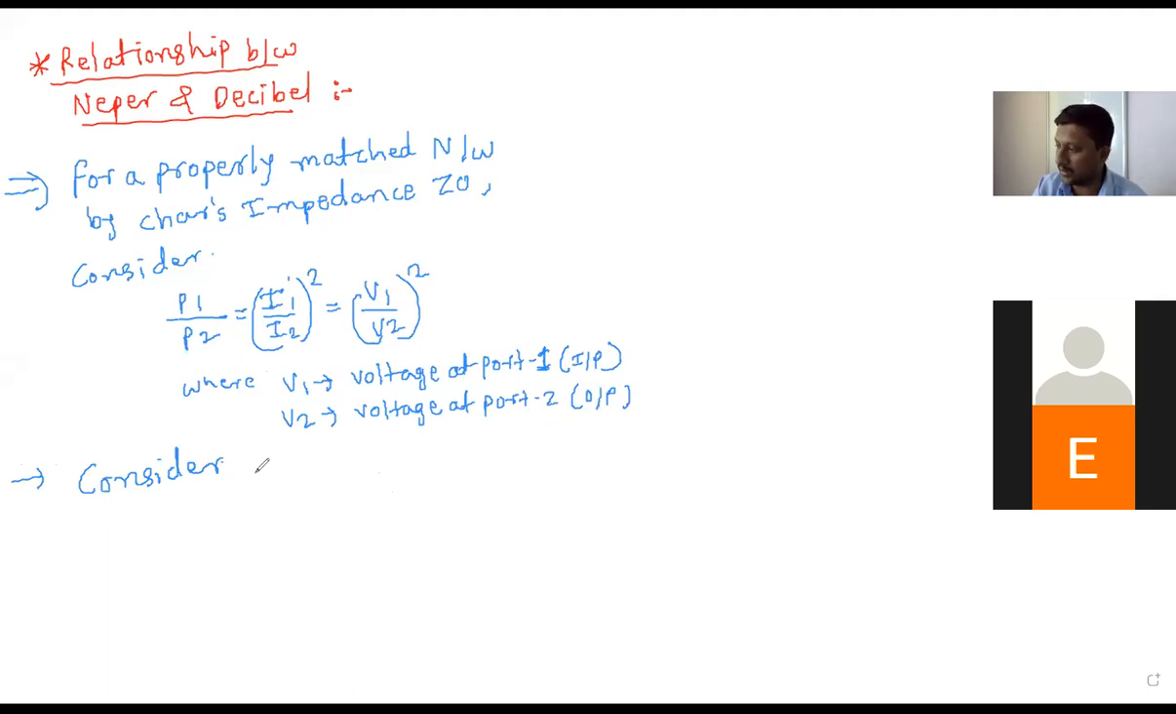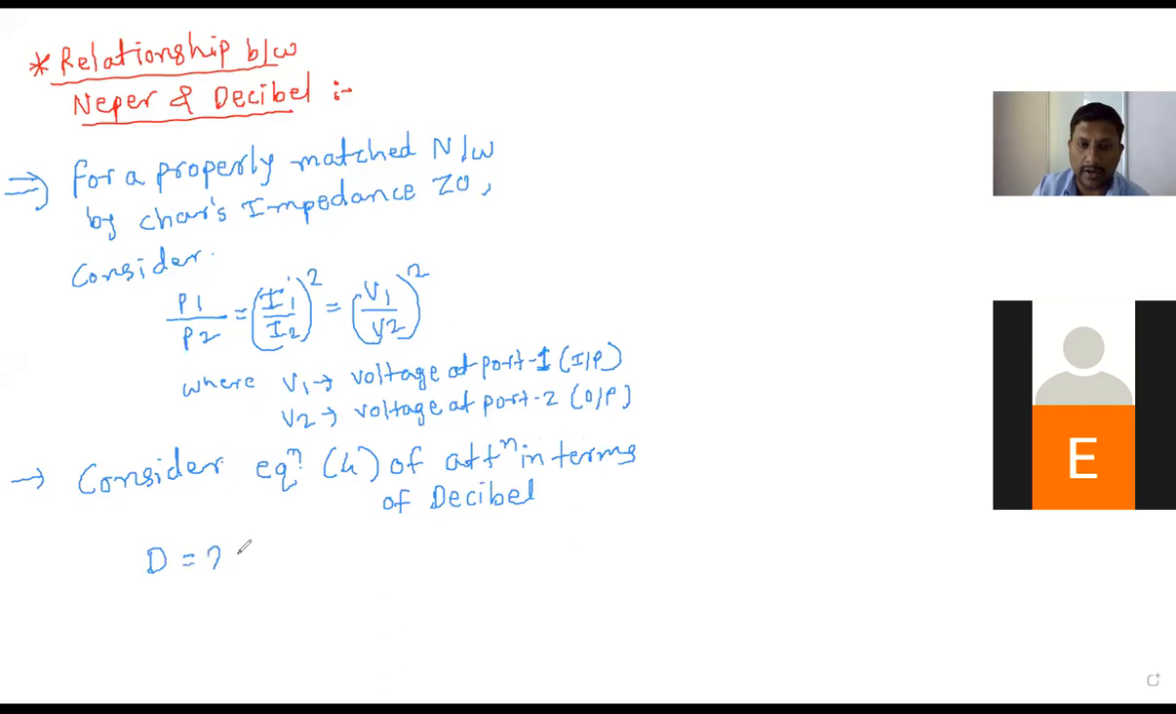Equation 4 we can consider, the attenuation in terms of decibel. So what is that equation? Either you consider in terms of voltage or current, it doesn't matter. So D is equal to 20 into log of base 10. I will consider, suppose in terms of voltage, V1 divided by V2. So 20 into log of base 10, V1 divided by V2.